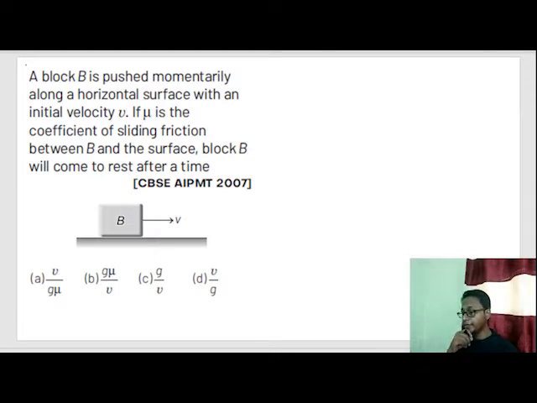A block B is pushed momentarily along a horizontal surface with an initial velocity of v. If mu is the coefficient of sliding friction between B and the surface, block B will come to rest after. That means somebody introduced a velocity v to this block and this block kept moving. But there was a friction force also stopping this block from moving. See?